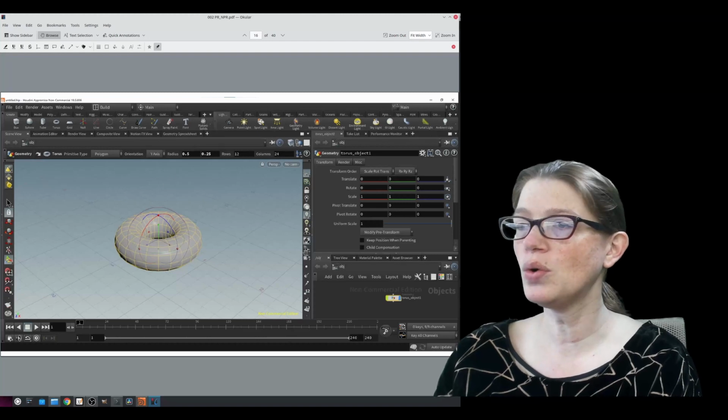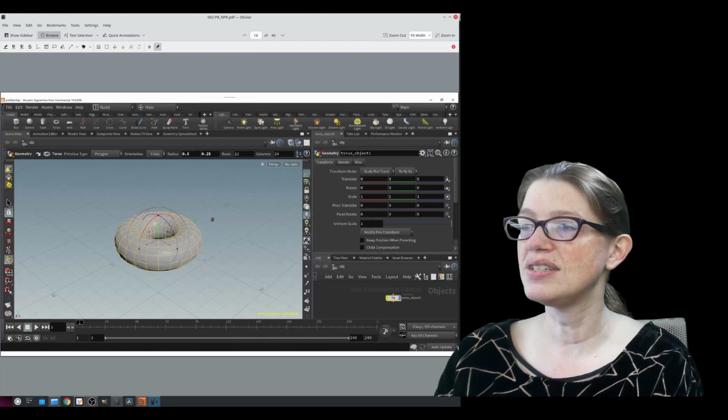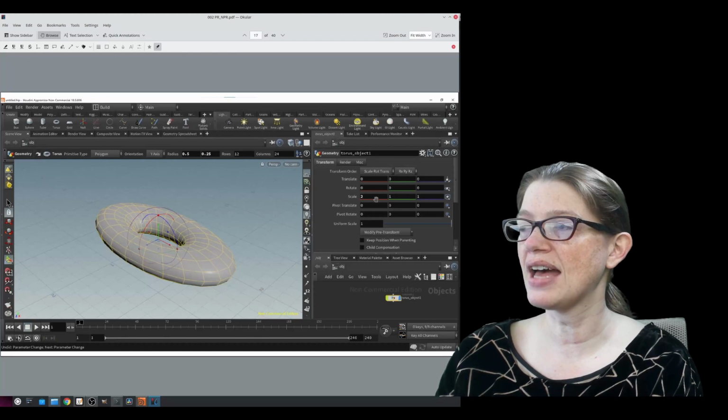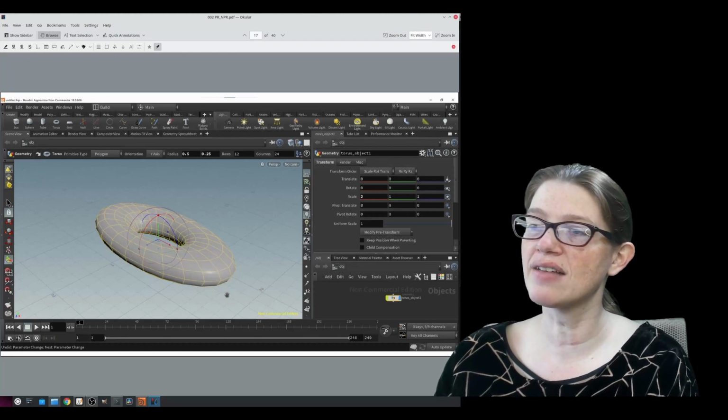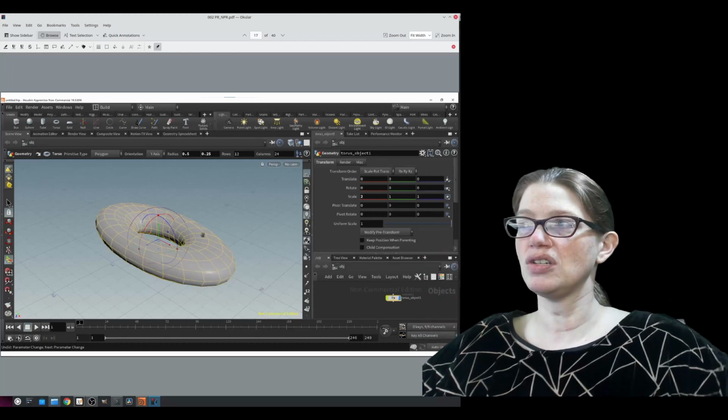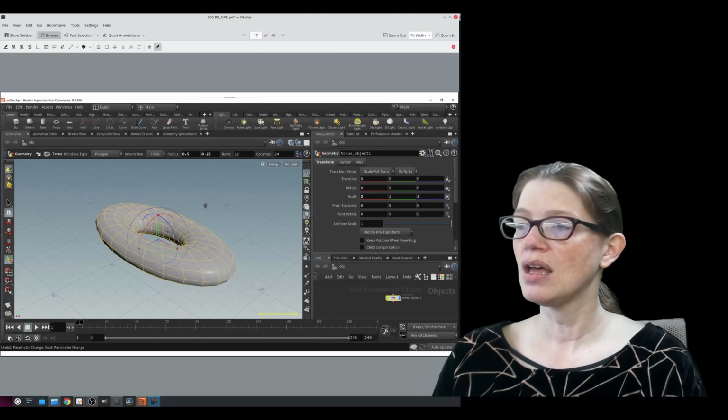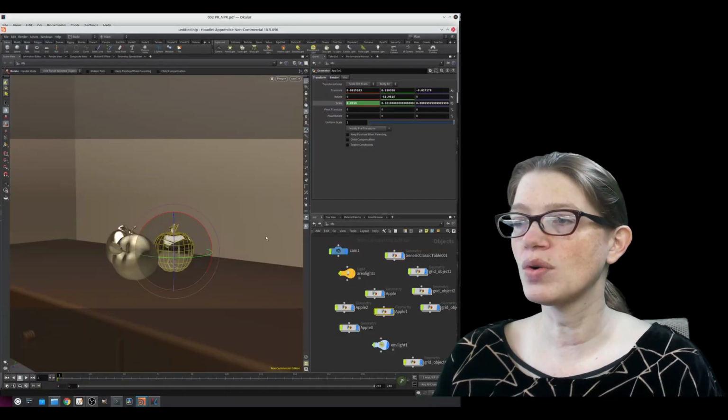So here is my torus, and now I'm going to scale it on a particular axis. So I have scaled it along x, I've multiplied it by 2, and you can see we've just stretched it out like that. And you can have, of course, all kinds of fun.